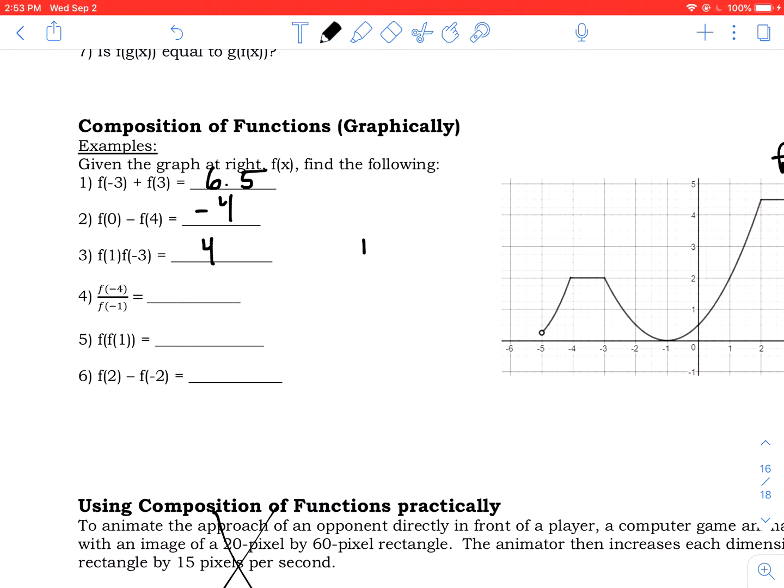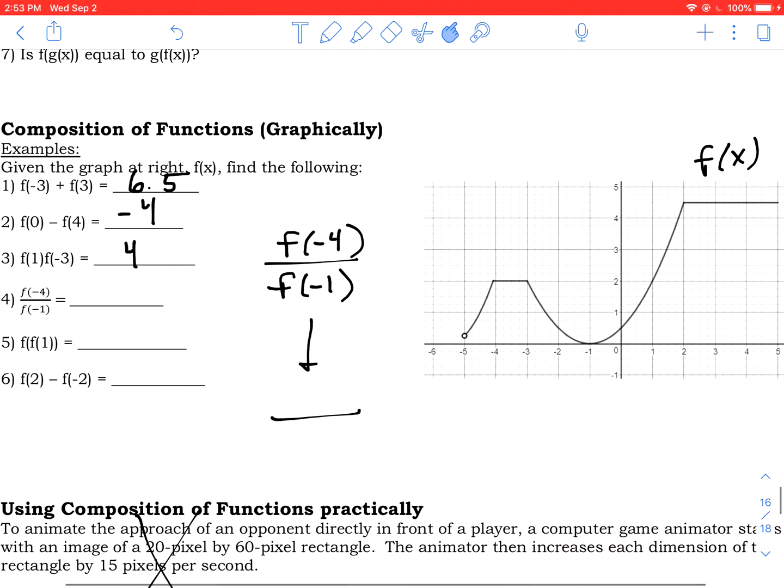Problem 4. F of negative 4 divided by f of negative 1. What's that going to be? Well, let's find the top answer. What's the top there? F of negative 4. When x is negative 4, y is 2. So the top number is 2. What about the bottom number? What's f of negative 1?